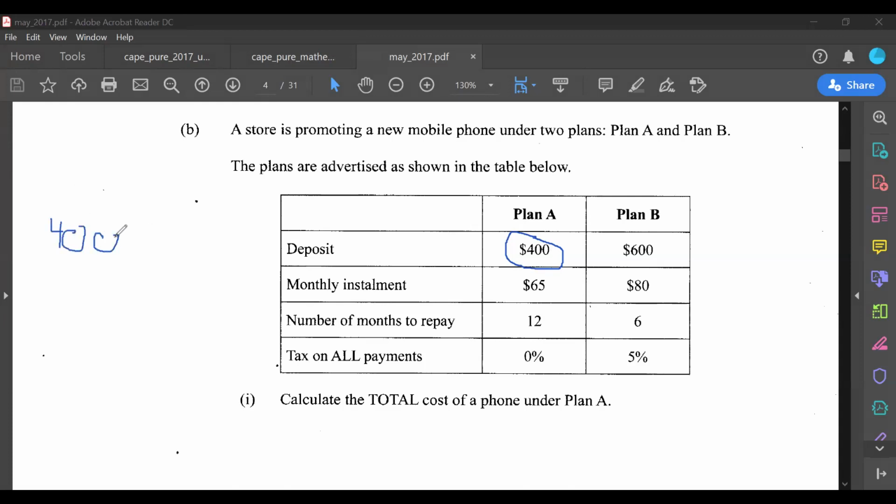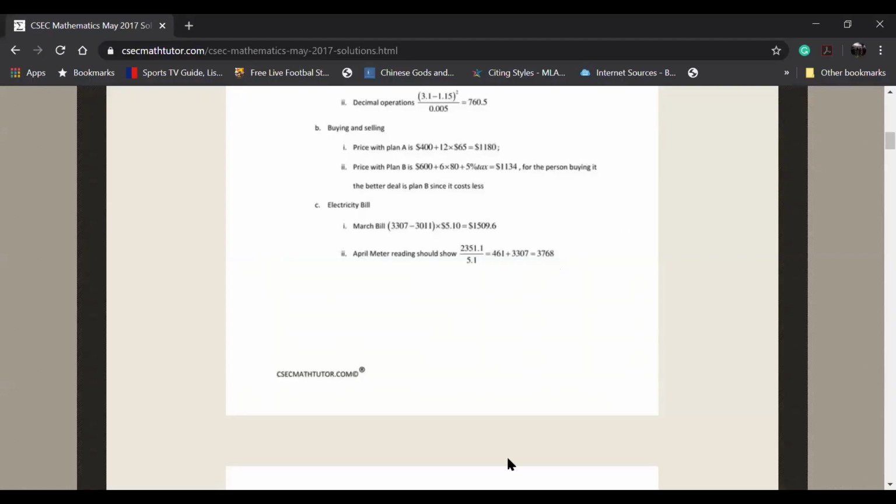400 plus bracket 65 times 12. And seeing as how there is a 0% tax on all payments, you would have to include that in the calculation. When you plug this into your calculator, you should get this answer right here, which is 1180, right? So for plan B, oh, wait, let me go back. There's the next question before you get there.